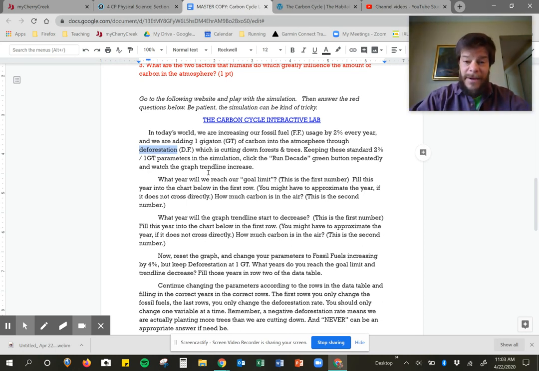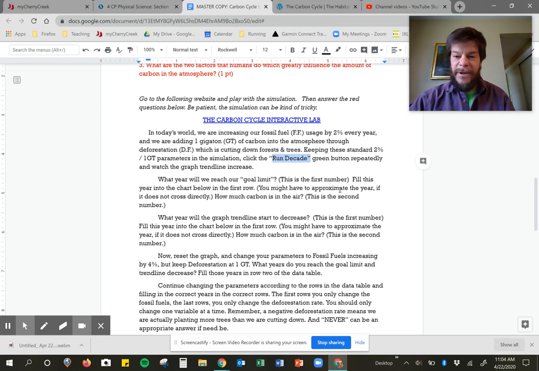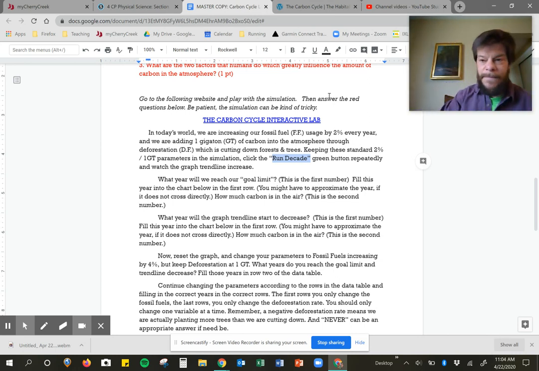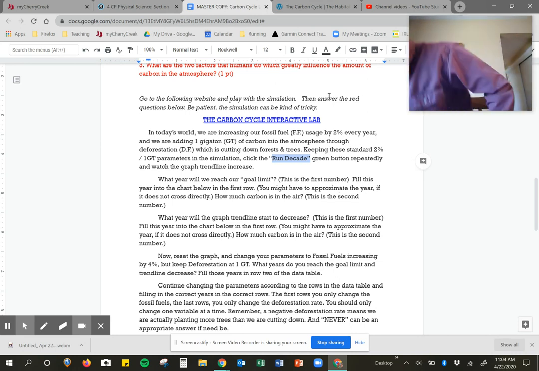We're going to keep clicking run decade over and over again to see what those simulations are. The simulation is going to tell us 2 things. Number 1, it's going to tell us the year that certain things happen. And number 2, it's going to tell us how much carbon is actually in the atmosphere when it happens. Now, I'm going to turn the floor over to my lovely daughter, Chloe. She is going to show you how to do this lab.